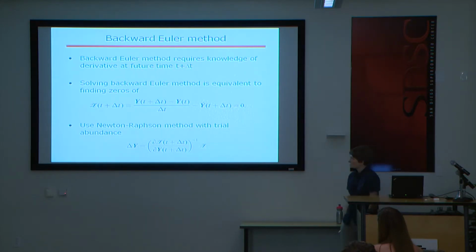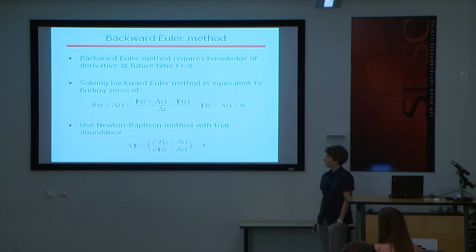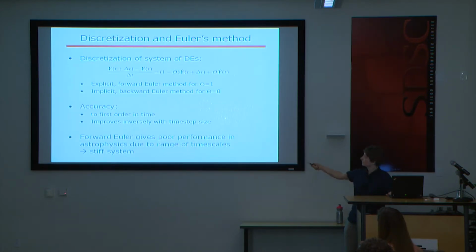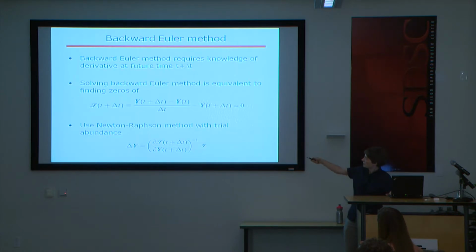So solving this differential equation with a backward Euler method, or implicit method, is equivalent to finding the zeros of this equation. So you move this piece to the other side. This is the equation we had before. So we try to find the zeros of this equation.